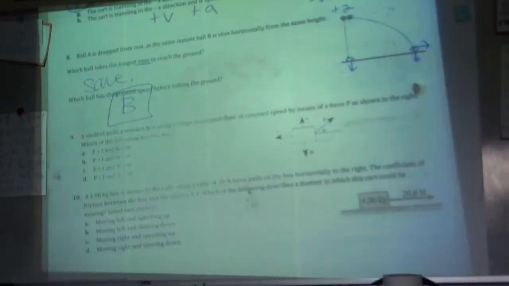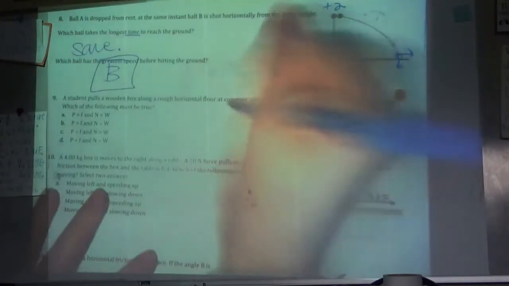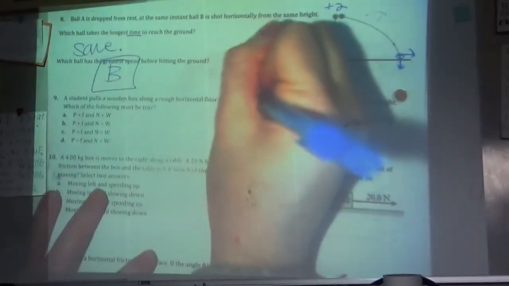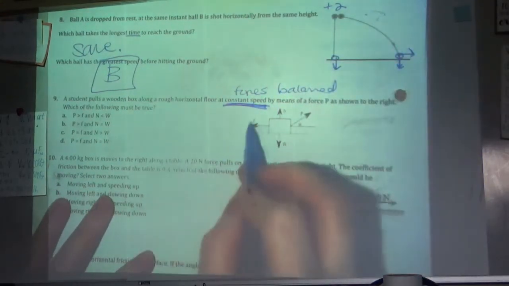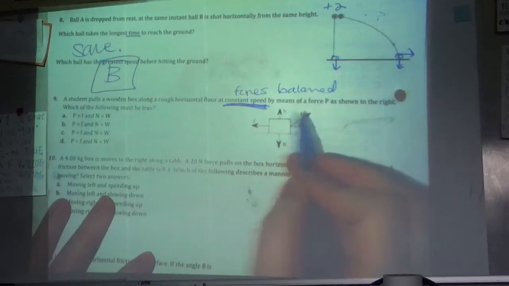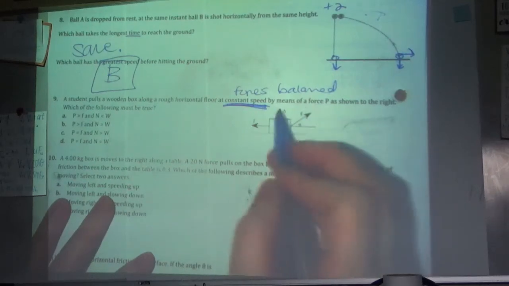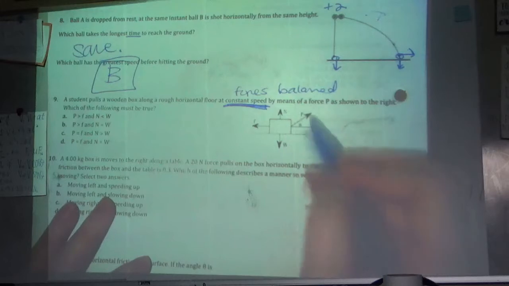Number 9, we have a rough horizontal floor. It says constant speed, which means that the forces are balanced. Careful, balanced forces doesn't mean that this has to equal P or that N equals F, because I have more than one force in some of these directions, and some of these forces are at an angle, so I need to break it down.